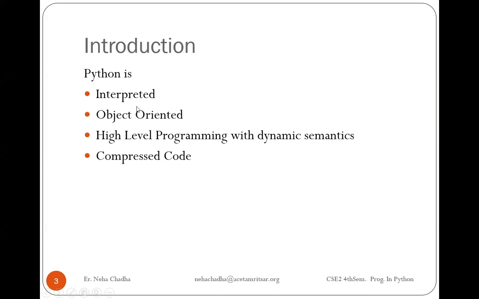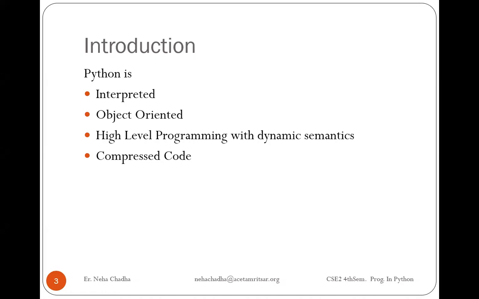In the introduction of Python, we'll say Python is an interpreted language, object-oriented language, high-level programming language with dynamic semantics. Let's find out what is the meaning of interpreted. We have two things: one is called interpreter, the other is called compiler. If we look at our previous programming languages that we have studied, C or C++, those were compiler-based languages. We need one compiler to convert our code and then we use it.